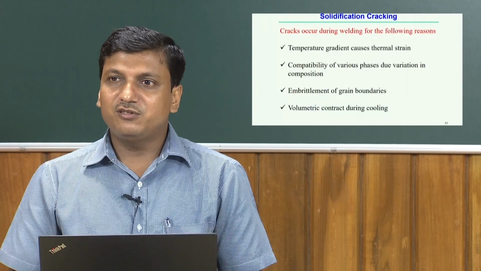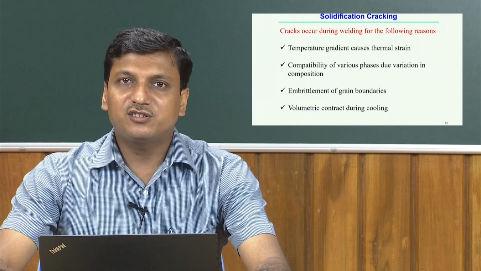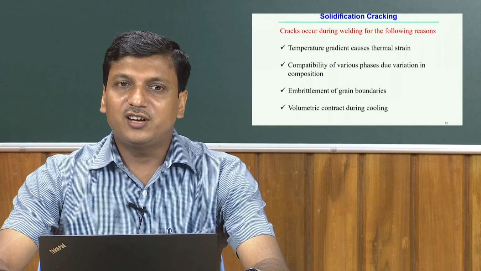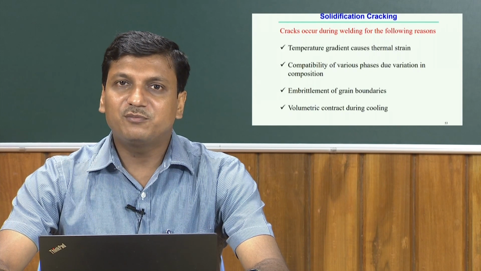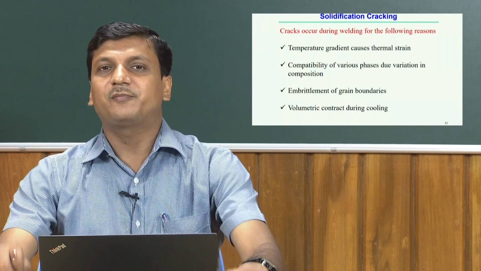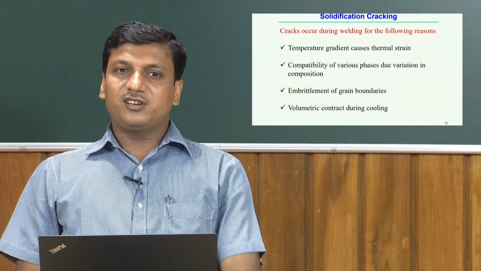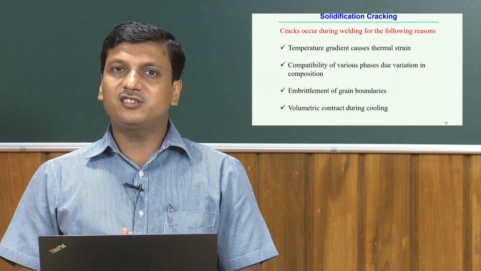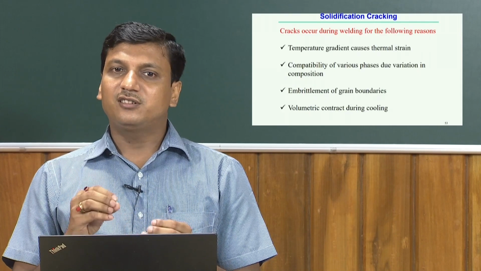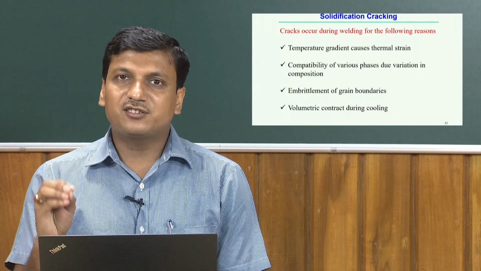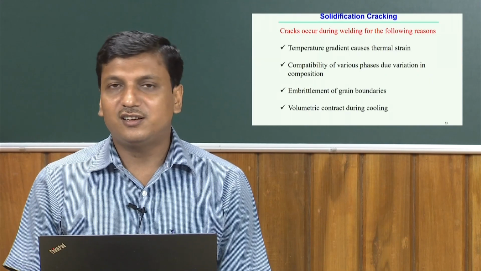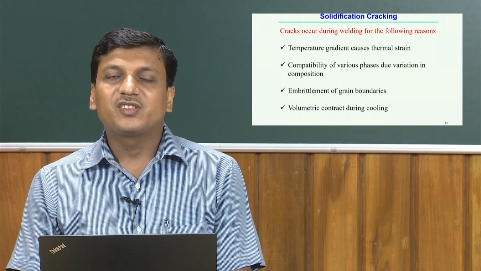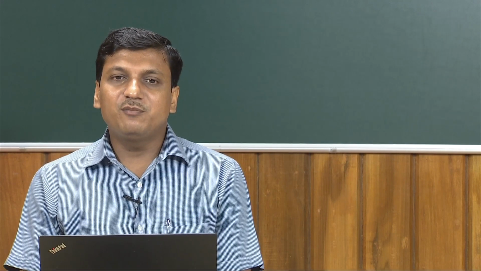Now, the next topic we will look into is solidification cracking, which is more related to the welding process. We see that cracks normally occur during the welding of the regions. First, during the solidification process the crack occurs maybe due to the temperature gradient. If there is a temperature gradient, that also brings thermal strain. The next possible reason is the compatibility of the different phases due to variation in their compositions, and third, embrittlement of the grain boundary.